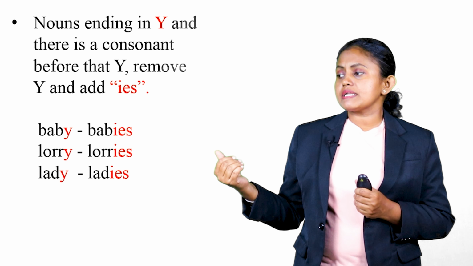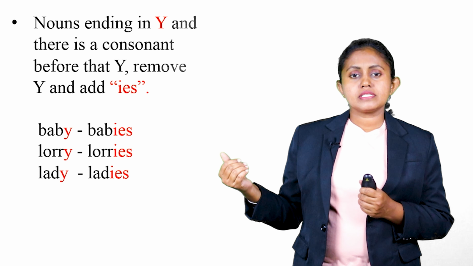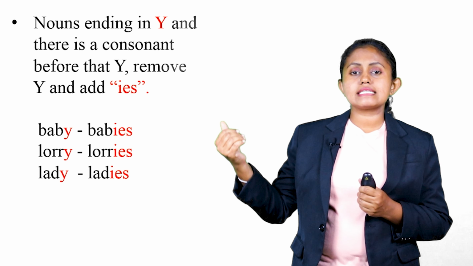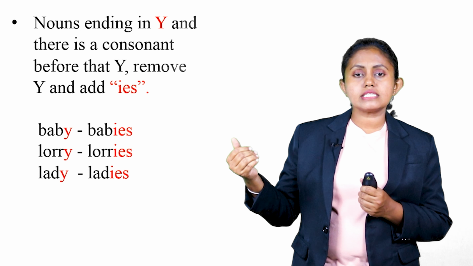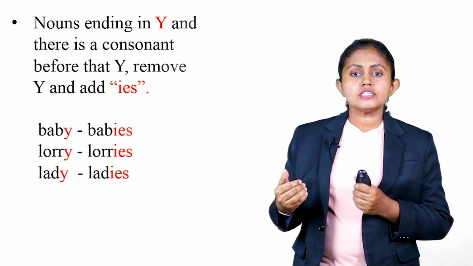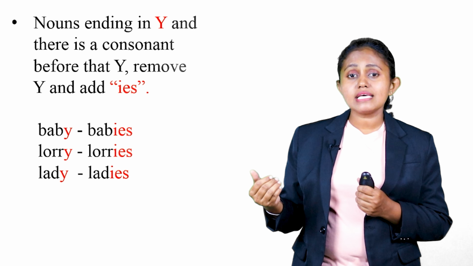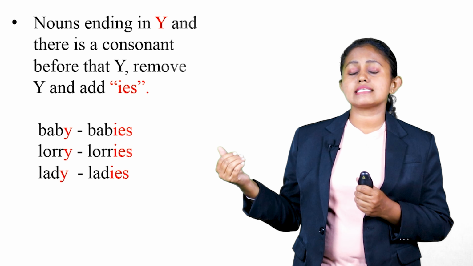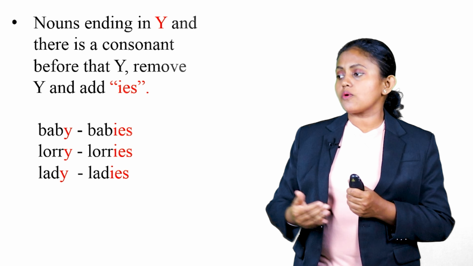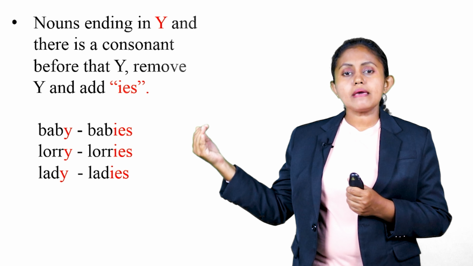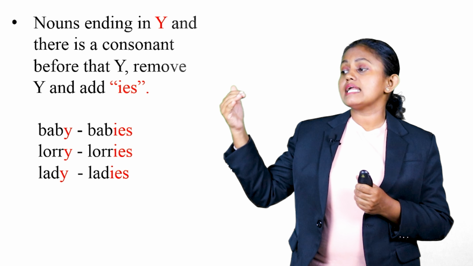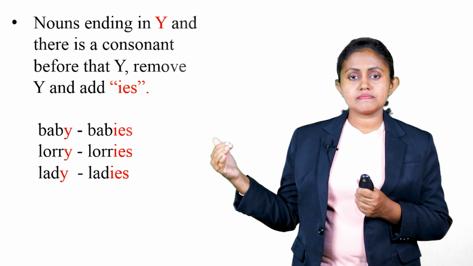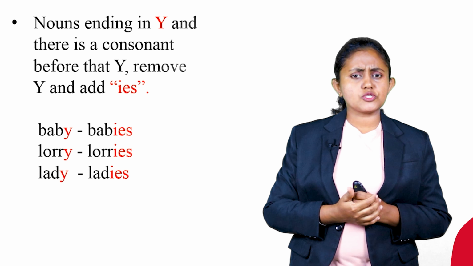The next example is lady. The noun lady also ends in letter Y and there is the consonant D before that Y. So you have to remove that Y and add IES to make the plural. So baby becomes babies, lorry becomes lorries, and lady becomes ladies. Right? What is the next rule?